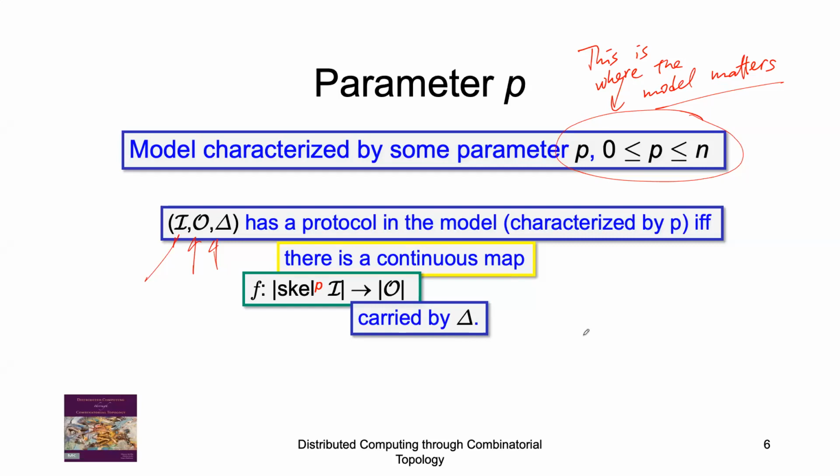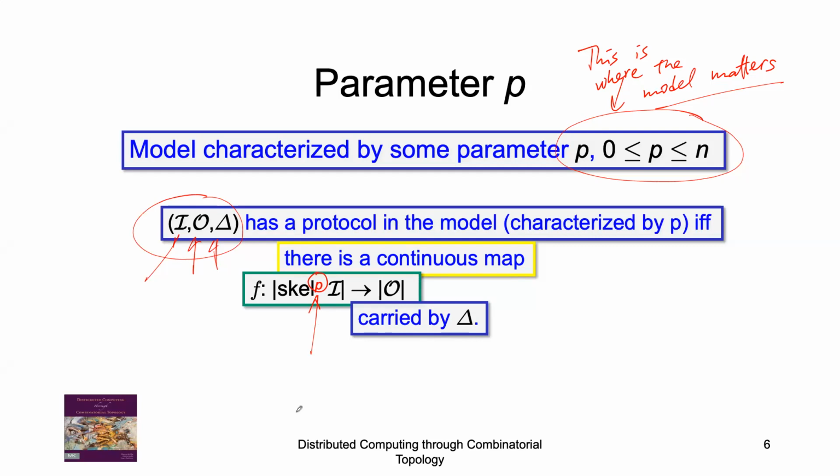Yes. So this part of the characterization is defined entirely by the task. The only point where the model matters is this parameter here, which defines the dimension of the skeleton. Now let's think about it for a while. You see, P varies from 0 to n. We only deal with the skeleton of dimension P of I.